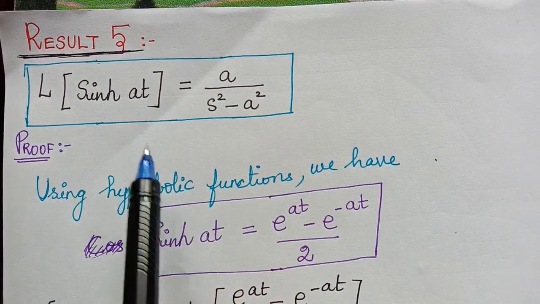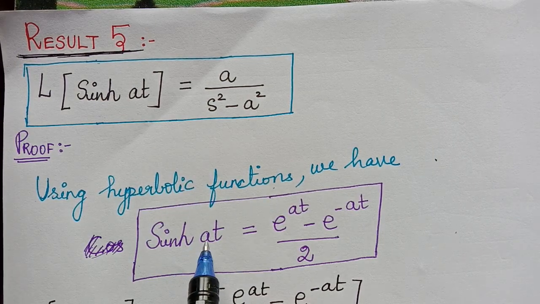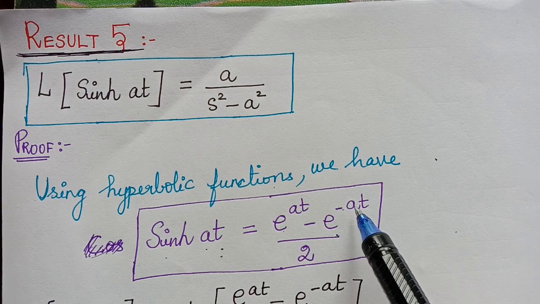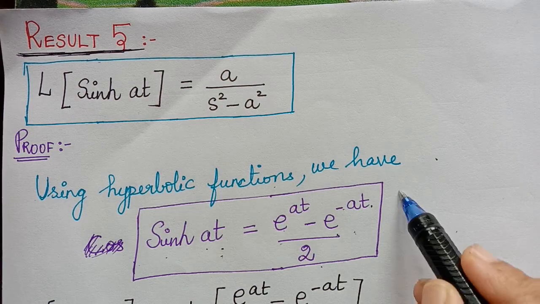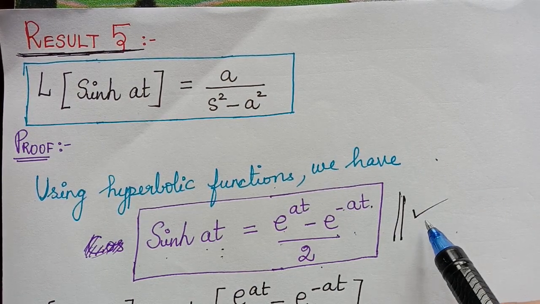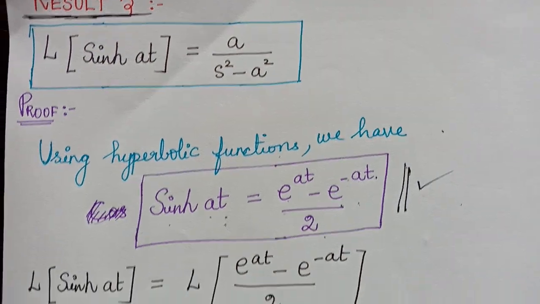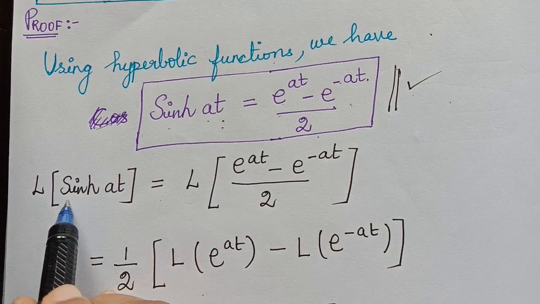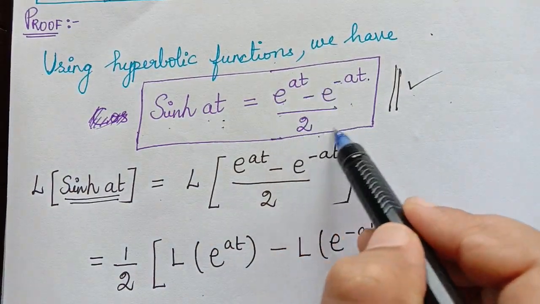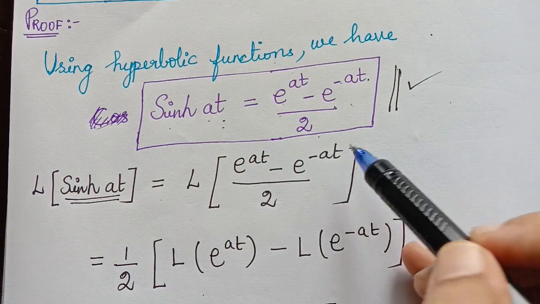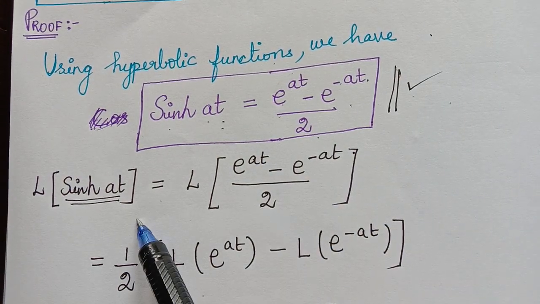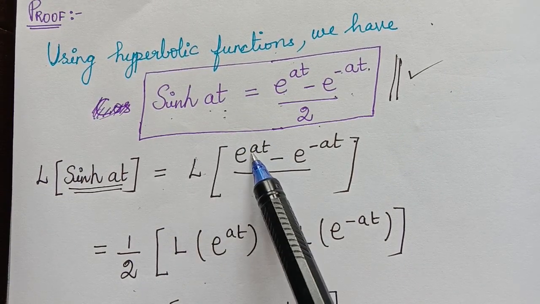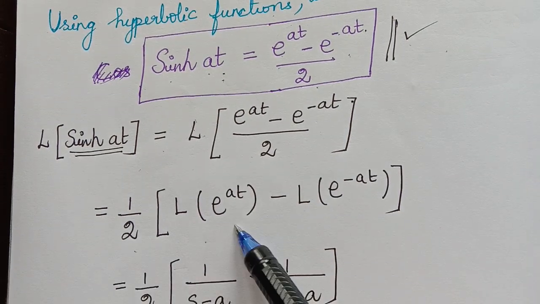So in order to prove this, we have to take the hyperbolic function for sinh at, and that is equal to e to the power at minus e to the power minus at divided by 2. So this formula we have learnt in our previous semester. So we are using this formula over here. So the Laplace transform of sinh at will be equal to L of, now instead of sinh at we will be replacing by this term, and that is what we have done here. And then by using the scalar property, 1 by 2 can be taken out, and using the linearity property, this Laplace transform can be taken to each term within the bracket. So we have done that.